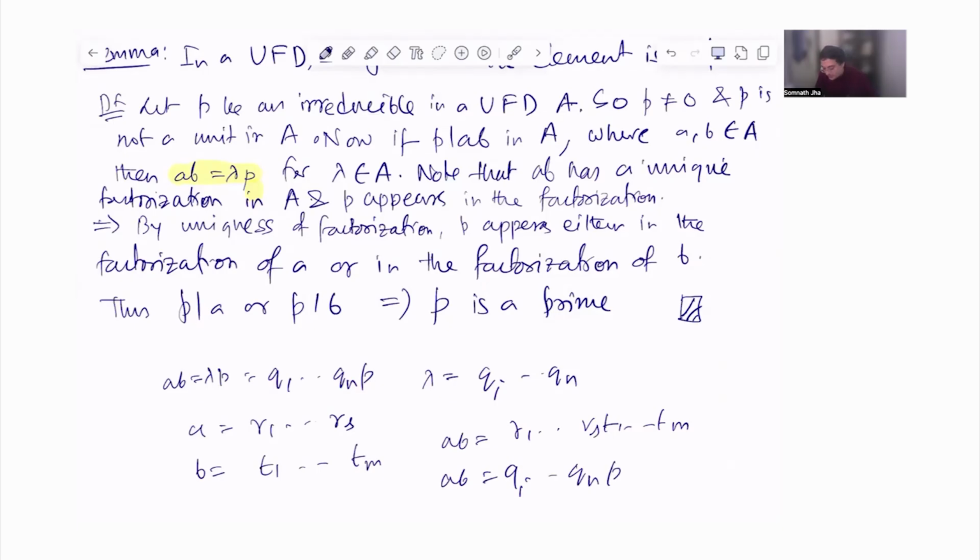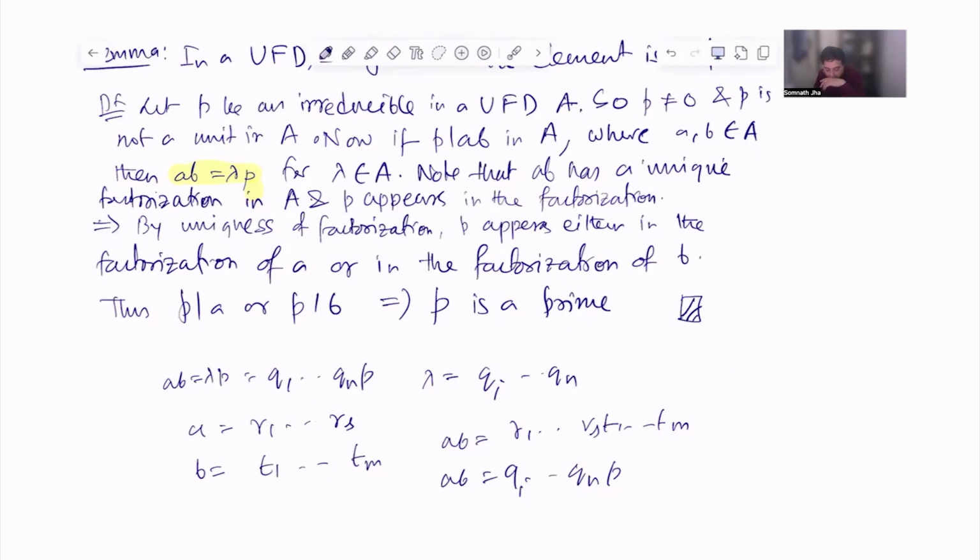And what does the definition of UFD say? That both factorizations give a factorization of the same element, so it is unique, so they are the same. So P appears in R1, R2, ..., RS, T1, T2, ..., Tm, which is equal to Q1, Q2, ..., Qn, P. So P is actually equal to one of R1, R2, ..., RS, or T1, T2, ..., Tm. If P is one of the T1, T2, ..., Tm, then P divides B. And if P is one of the R1, R2, ..., RS, then P divides A. So P divides A or P divides B. So that's what you record.